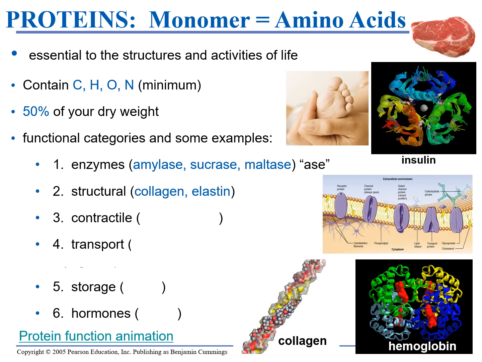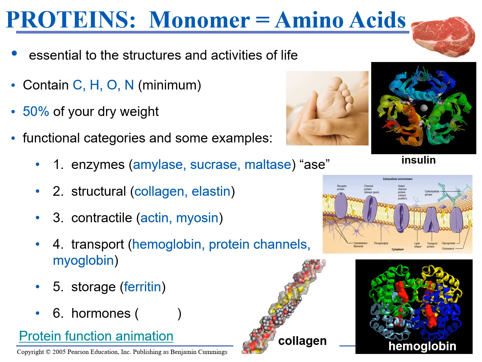Next are contractile, which are actin and myosin. Then there are transport proteins, which are hemoglobin, which is found in your blood, protein channels, and myoglobin. Then there are storage proteins, which, for example, ferritin. And then there are hormones, such as insulin.